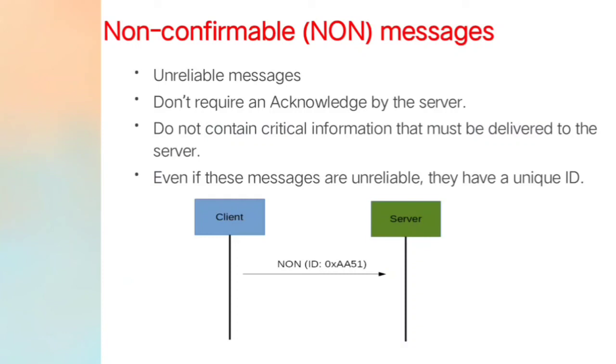Then non-confirmable message. These are unreliable messages and they don't require an acknowledgement by the server, and they do not contain any critical information that must be delivered to the server. Even if these messages are unreliable, they have a unique ID. So even unreliable messages have a unique ID.